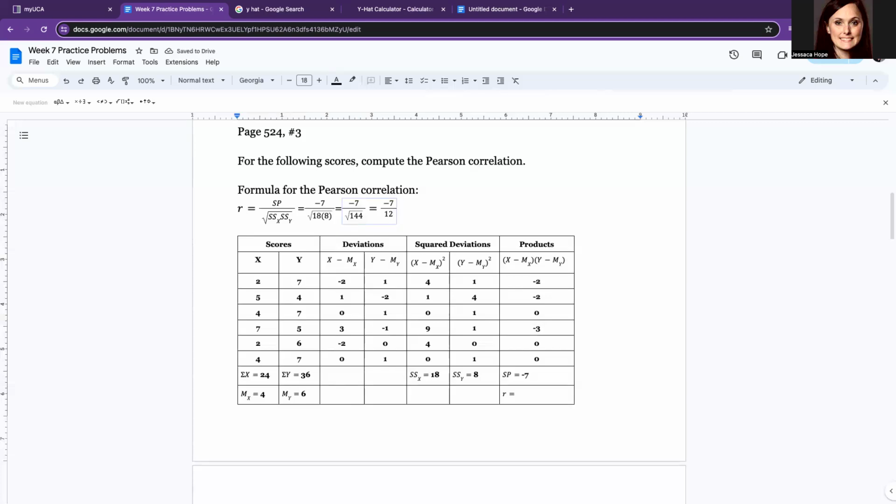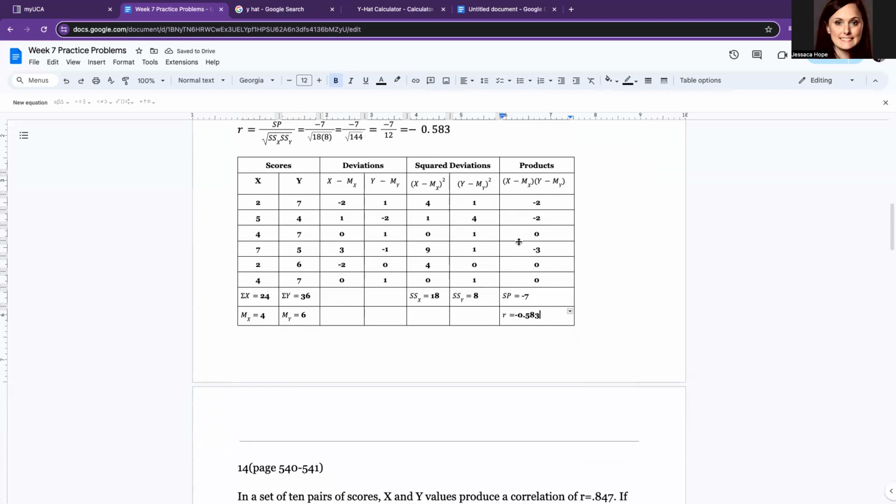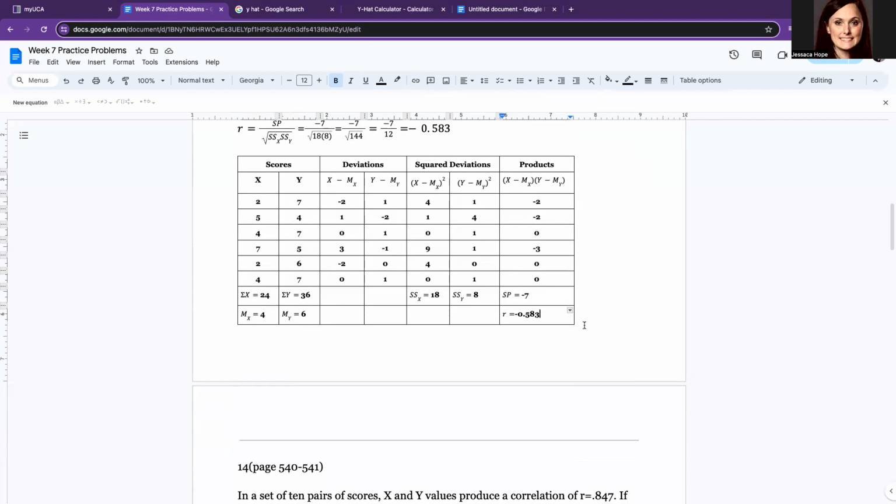And then I'm just going to divide negative 7 divided by 12 to get my answer. And I get negative 0.583. So R is negative 0.583. And that's the answer. And then you're done with that one.